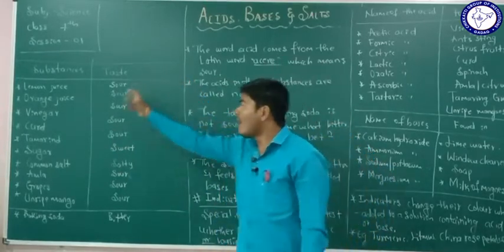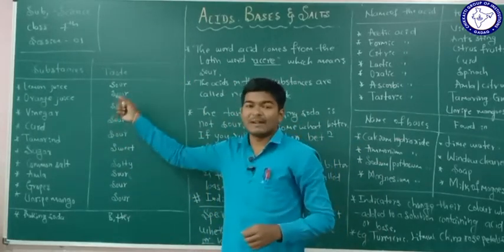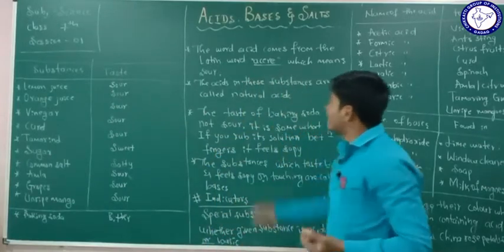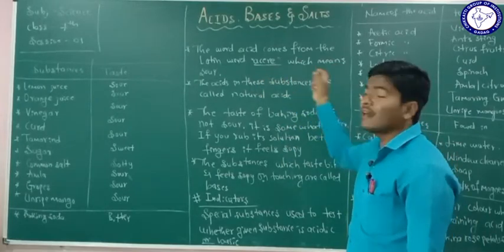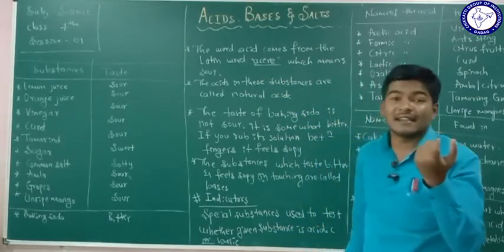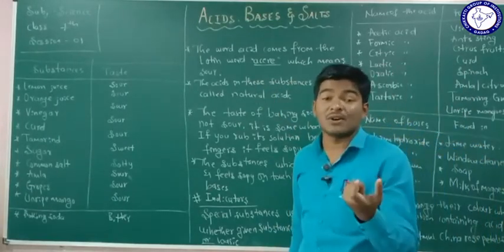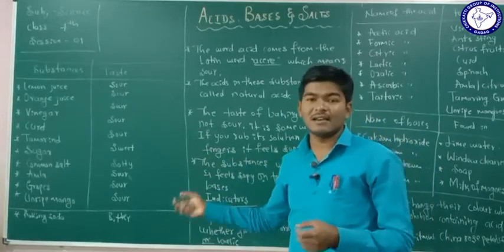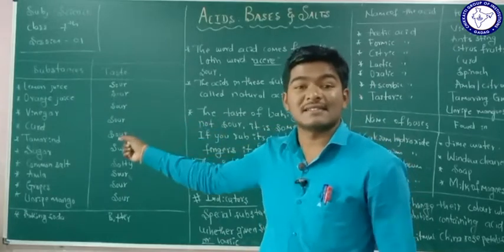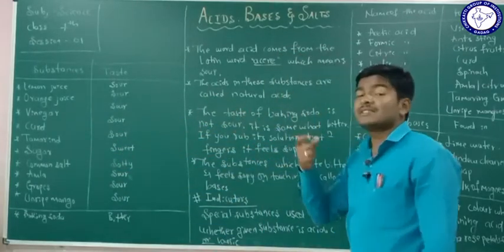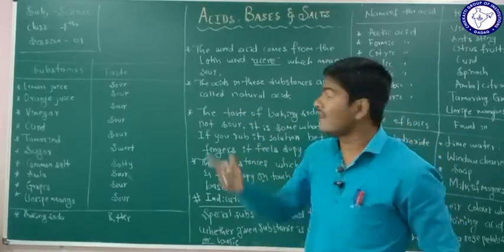So these are all called acidic materials. The word acid comes from the Latin word acere, which means sour. So what is the meaning of acids here? The substances which taste sour are called acids. In general, the substances which taste sour are called acids, and the nature of that material is acidic.